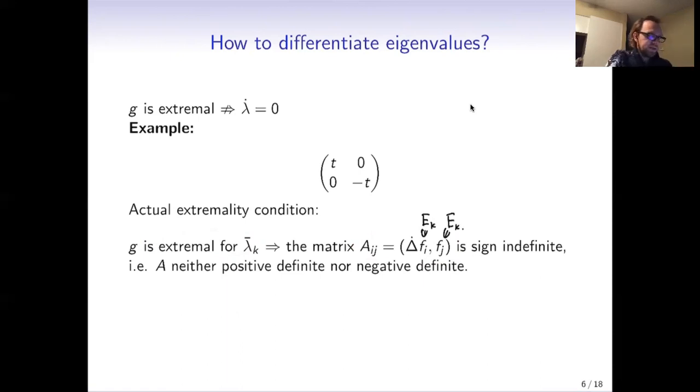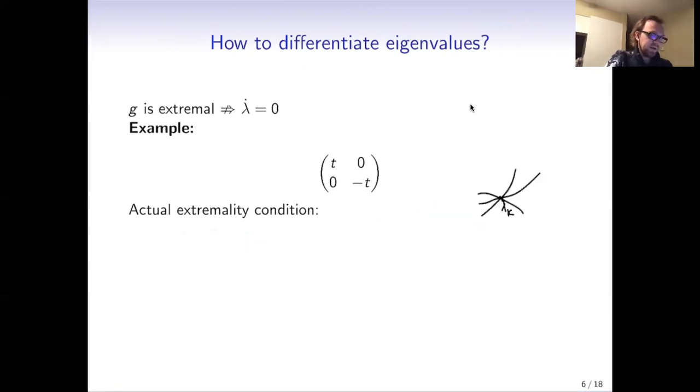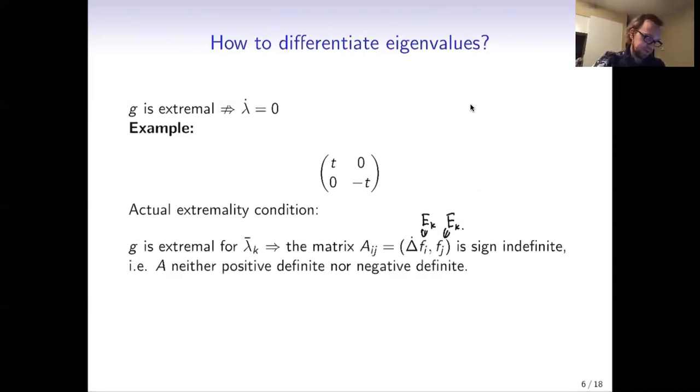So what happens is that the eigenvalues of this matrix exactly control the slopes. The eigenvalues of that matrix equal the slopes of those branches of eigenvalues. So you have to have one non-negative slope and one non-positive slope in order for it to be extremal. And that's why I'm calling it sign indefinite, right? It's neither positive definite nor negative definite.